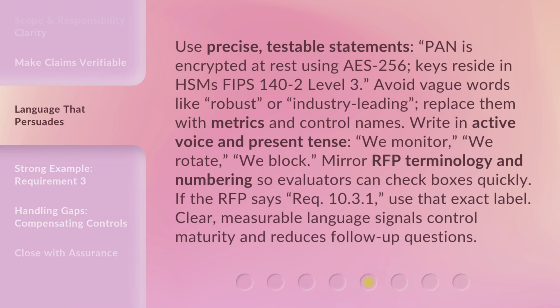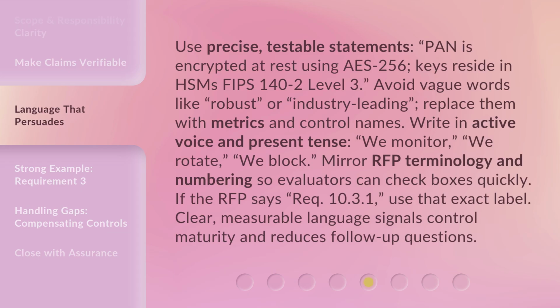Use precise, testable statements. PAN is encrypted at rest using AES-256. Keys reside in HSM FIPS 140-2 Level 3. Avoid vague words like robust or industry-leading. Replace them with metrics and control names. Write in active voice and present tense. We monitor. We rotate. We block.